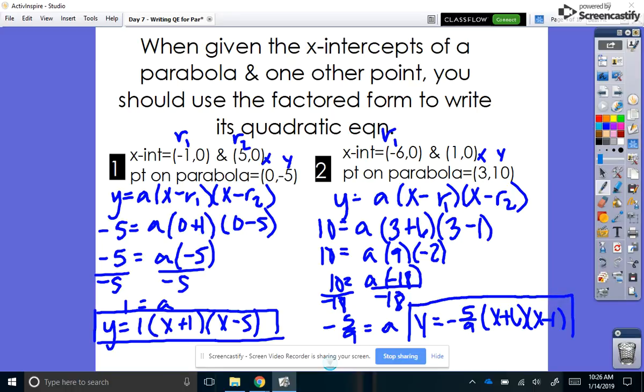You could then put that into standard form if you wanted to or were told to by FOILing these two things together and then distributing the negative 5/9, which we'll see on another slide.